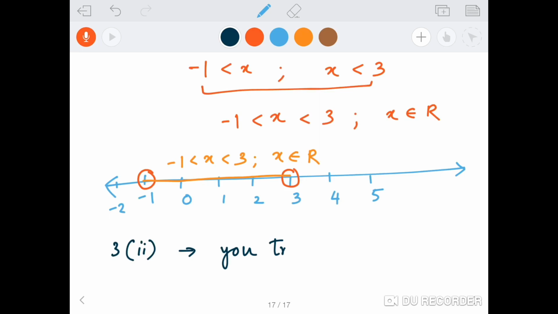I want you to try this on your own. Very simple, just like the previous one. Just don't make the error I made in the previous problem with respect to the sign. You please be a little careful on that and try it. Please pause the video at this stage and finish it.